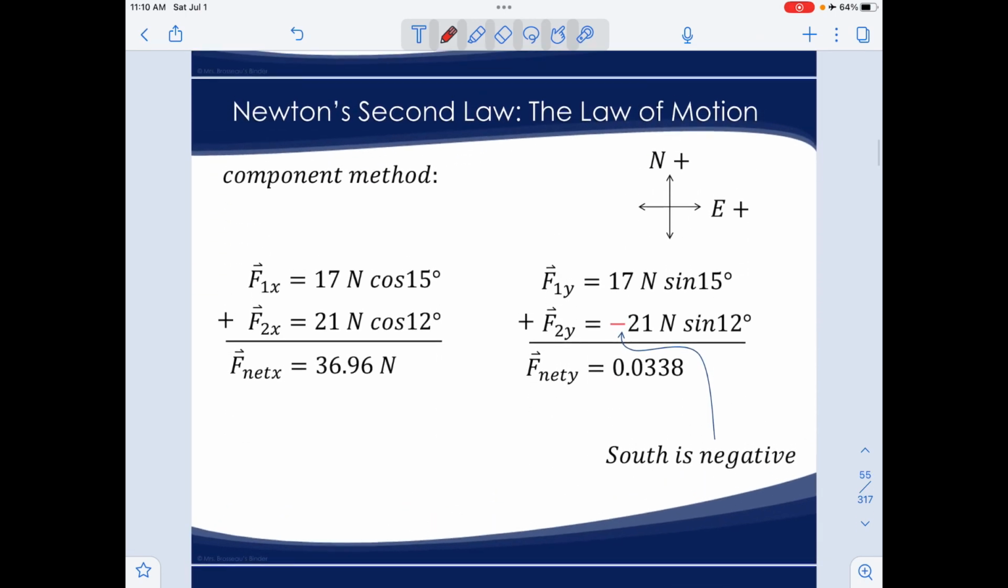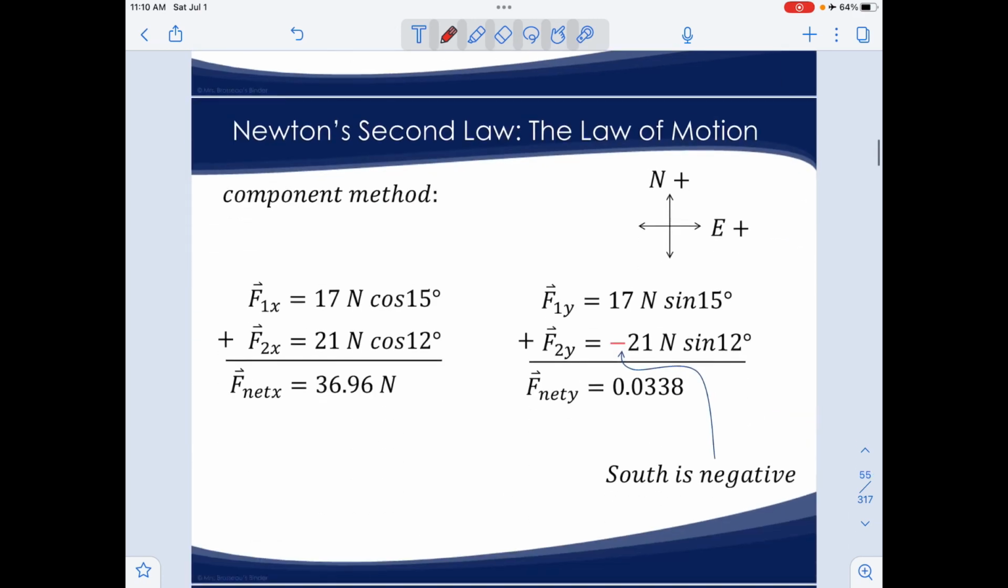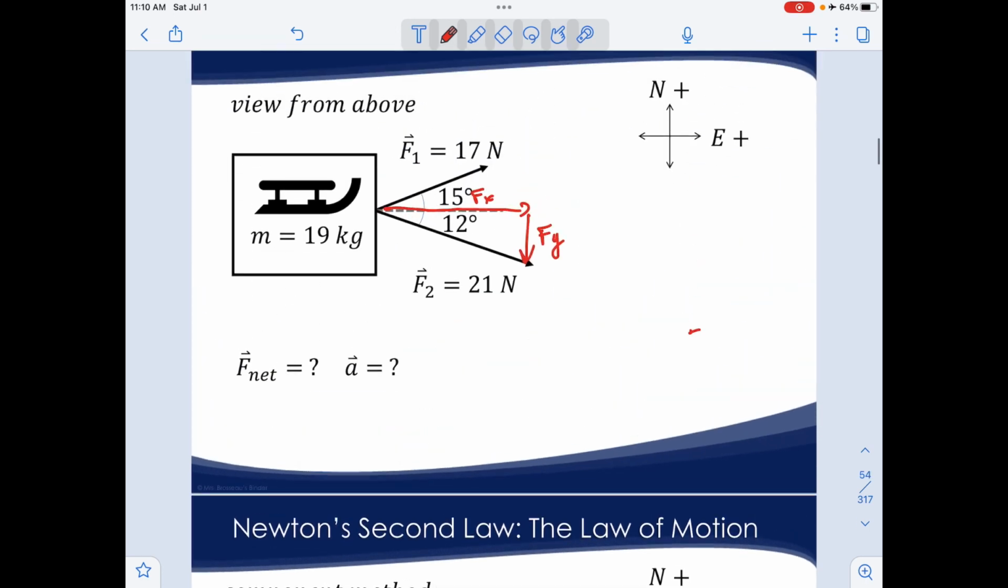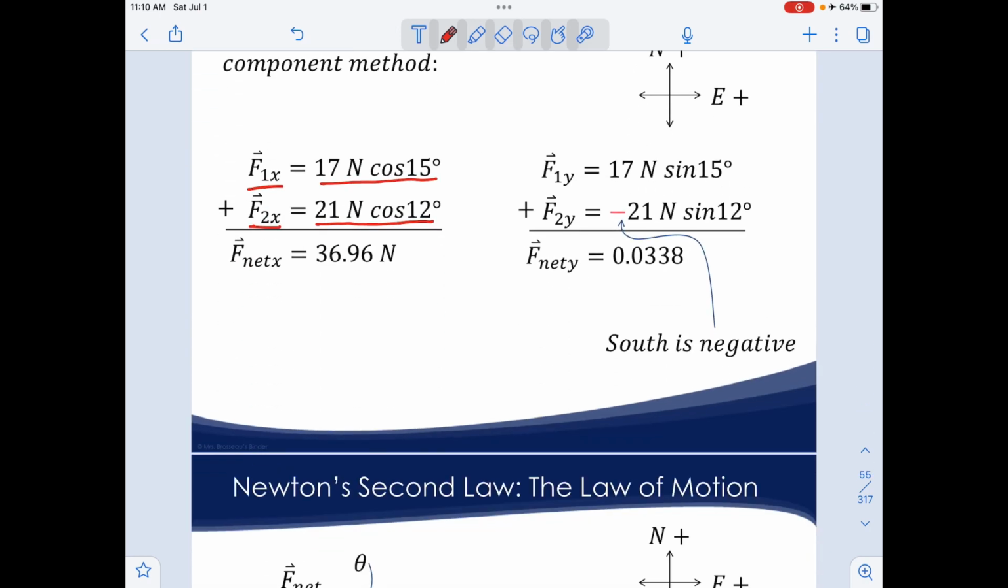So here we have our F1, this being F1 sub x, like we said, is 17 newtons cosine 15 degrees. Our F2x is going to be 21 newtons cosine 12 degrees. Okay, they're both going in the positive x direction, right? Both F sub x's are going in the positive x direction. So you calculate that, and you're going to get 36.96 newtons, and those are going to be both going that direction, right?